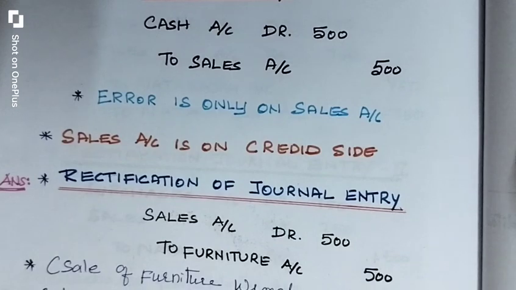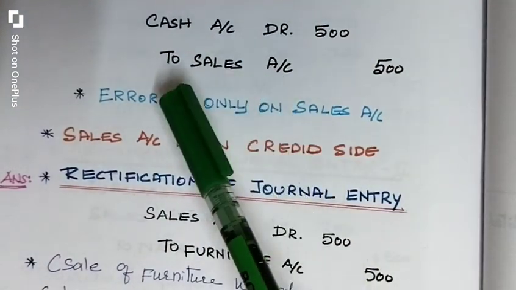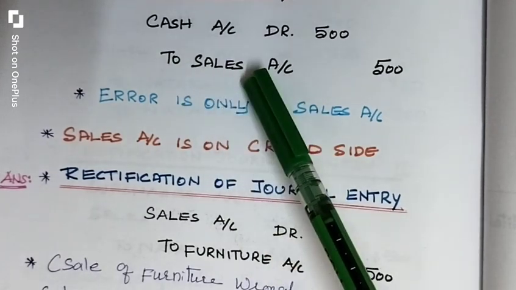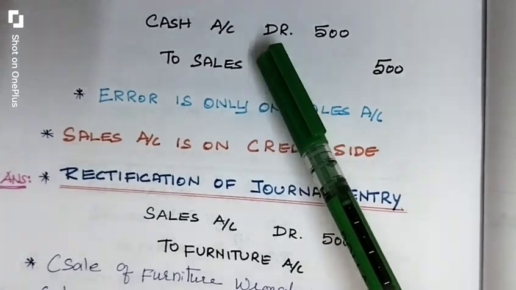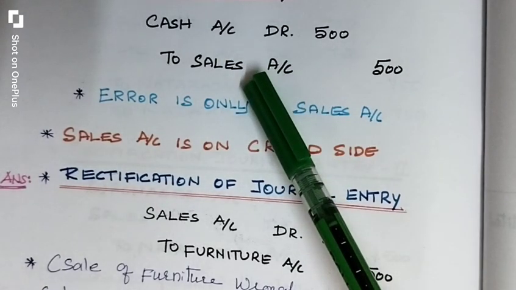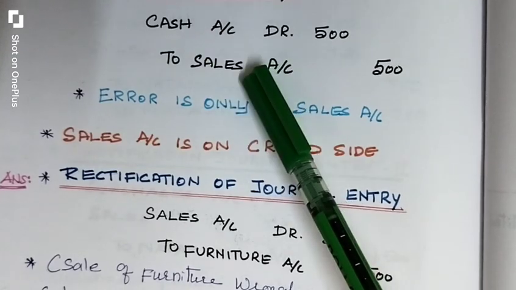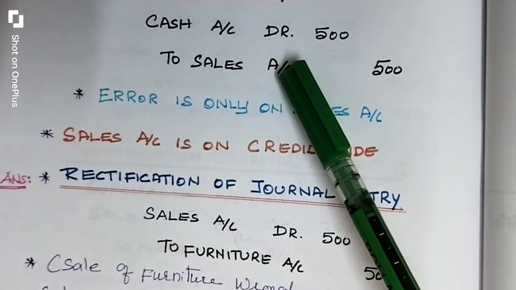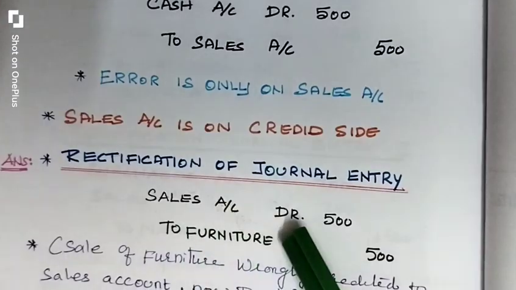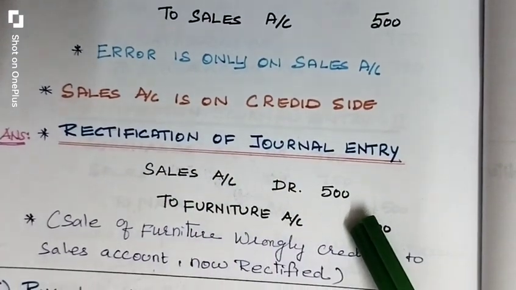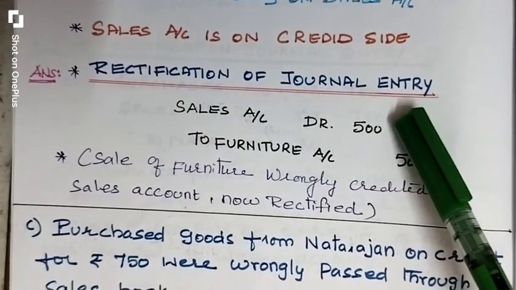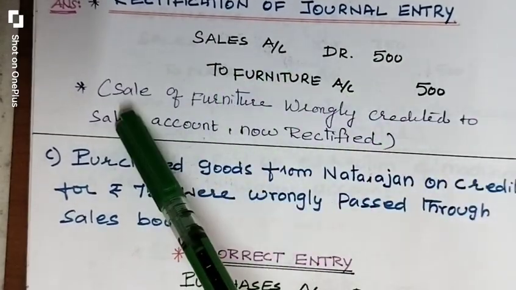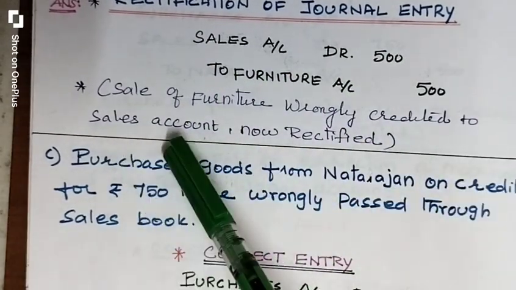Which is the error account? Sales account is the error account. Where is the sales account? On the credit side. So what do we have to do? We have to reverse it. The sales account is on the credit side, so we have to debit it. Then only the error is rectified. So we debited the sales account: sales account debit 500 rupees. Are you clear? So the rectification entry is sales account debit 500 rupees to furniture account 500 rupees. The narration is: sale of furniture wrongly credited to the sales account, now rectified.